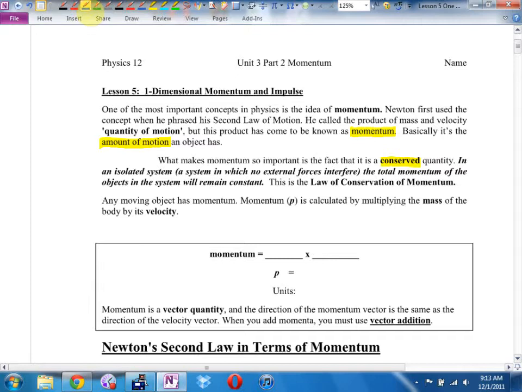Here's the law of conservation of momentum. In an isolated system, a system which has no external forces, so in our magic physics world where we ignore friction and all that stuff, the total momentum of the objects in the system will remain constant. This is the law of conservation of momentum.